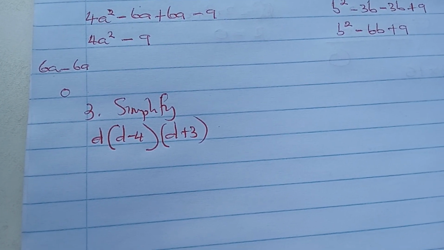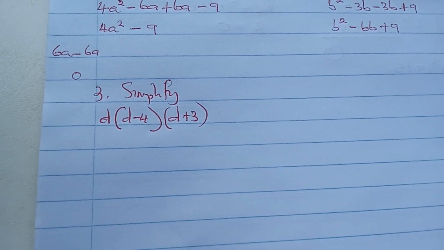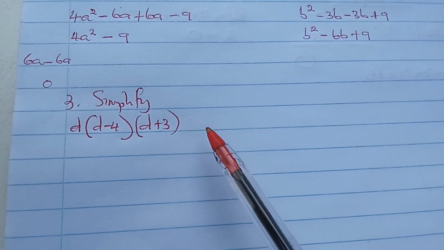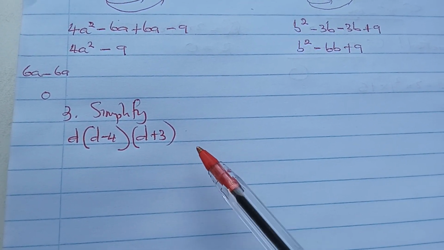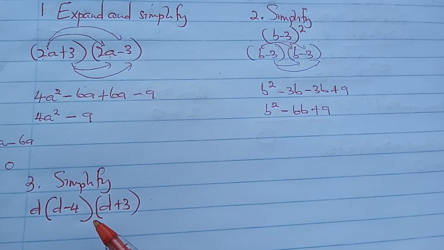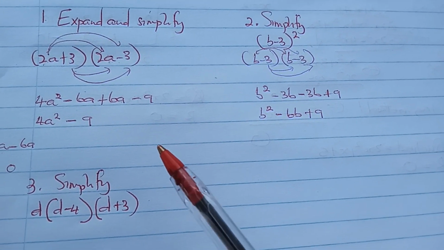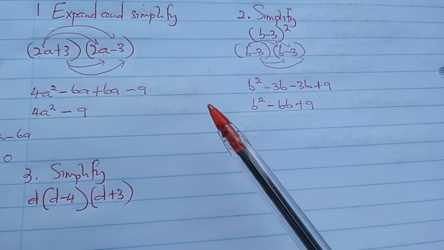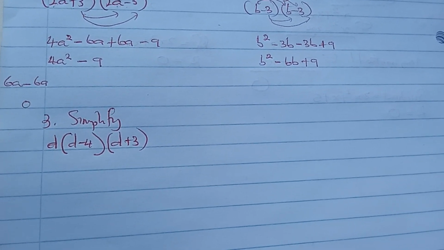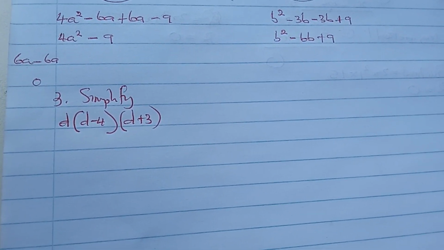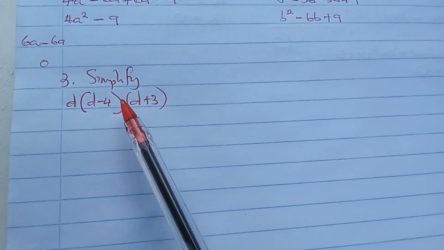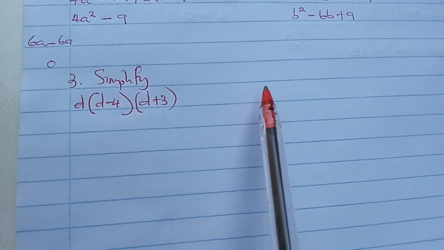So for example 3, simplify d times (d minus 4) times (d plus 3). We can also see that our third example is quite different from the first two examples. So for this one, guys, we first multiply the two brackets out. Okay, we first multiply out the two brackets.